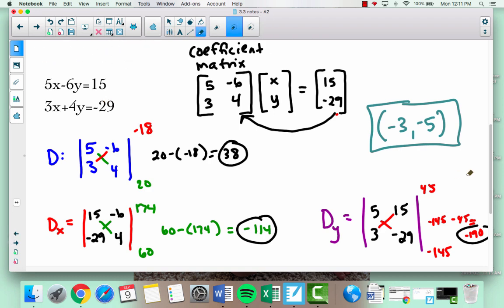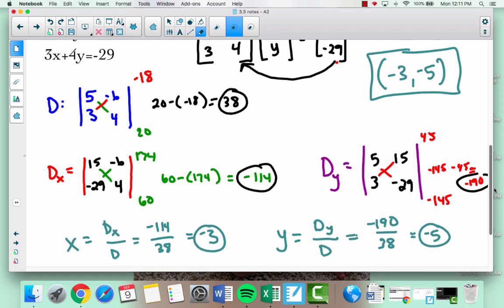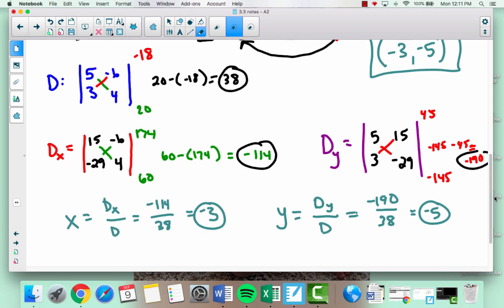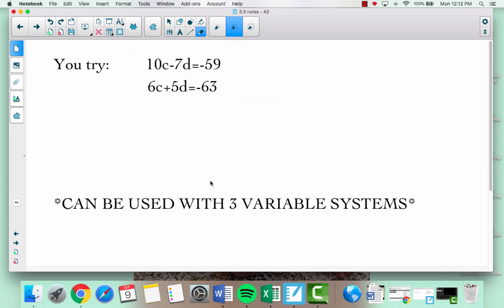So it looks like a lot of work, but it's really just multiplication and subtraction. So just be really careful when you're setting up. And the d sub x and d sub y, those are the more commonly made errors. So make sure if it says d sub x, you're replacing the x column. If it's d sub y, you replace the y column. Okay? So I'd encourage you to try one more example here on your own.